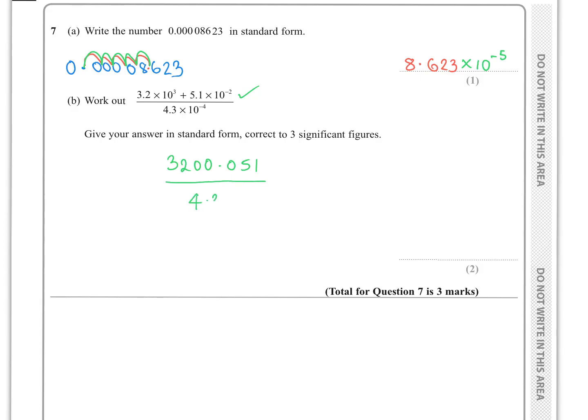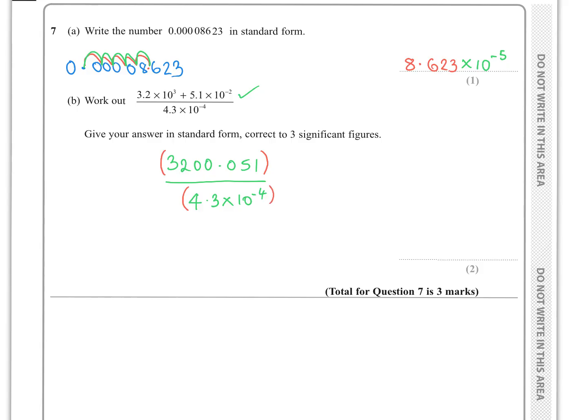And I'm just going to write that in because to get the final answer, I'm just going to have to be a little bit careful on my calculator. I'm going to put a bracket around this. And then on my calculator, I'm going to do that number divided by, and then I'm going to put a bracket around this as well.